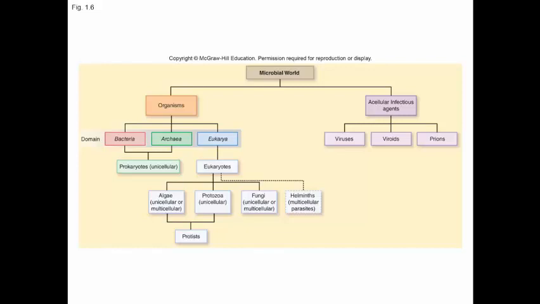Protozoa are single-celled. They don't have a rigid cell wall. They require organic compounds for energy. Many are motile, meaning that they will move around. They are basically classified based on locomotion, which is how they transport themselves. Both algae and protozoan are also called protists.